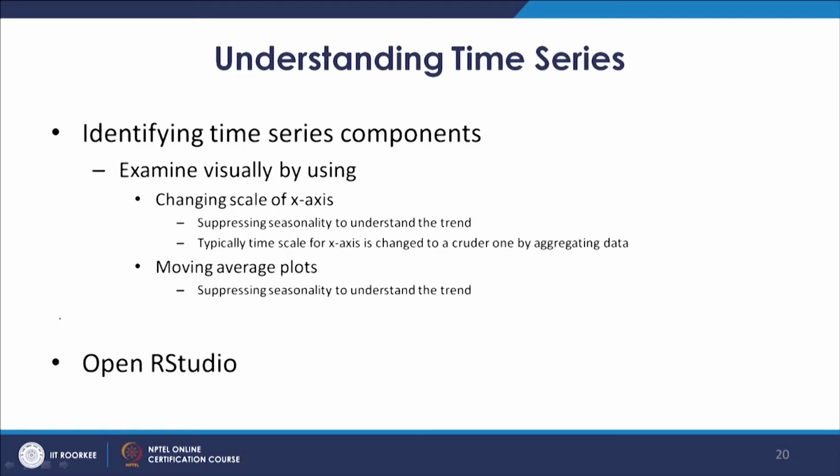So, therefore, that confirmation can be done. Similarly, we can also change the scale of x axis. Typically this is done to suppress seasonality. Seasonality can be suppressed by changing the scale of x axis, and that would help us in understanding the trend component. So, suppressing seasonality to understand the trend if we change the scale of x axis. Typically, the time scale for x axis is changed to a cruder one by aggregating data.